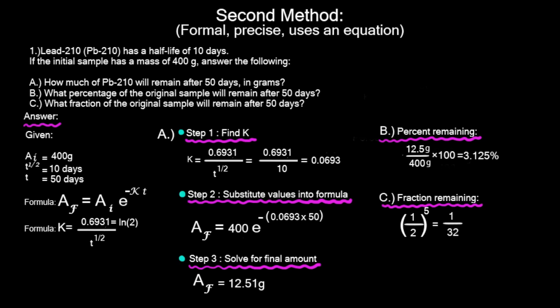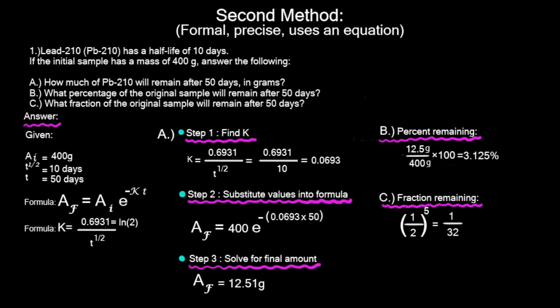So A F is equal to 400 times e to the power of negative 0.0693 times 50. The negative sign in the exponent comes from the original equation, and it indicates that this is a decay process, meaning the amount of the substance is decreasing over time. And remember, the 50 here represents time elapsed, not the half-life. These are two different values.